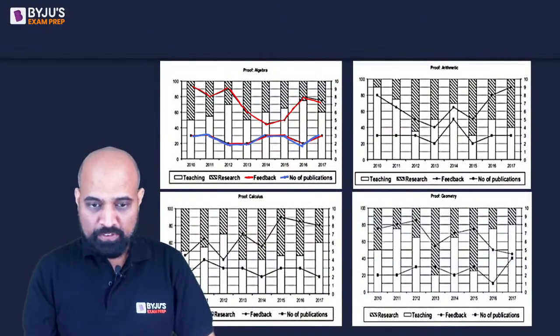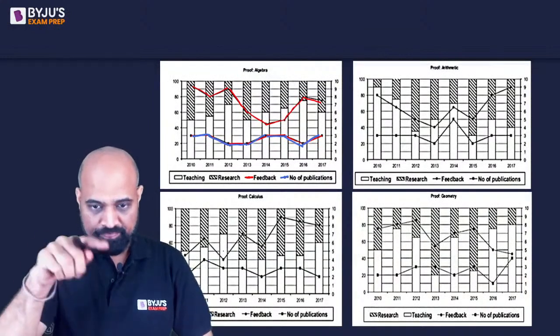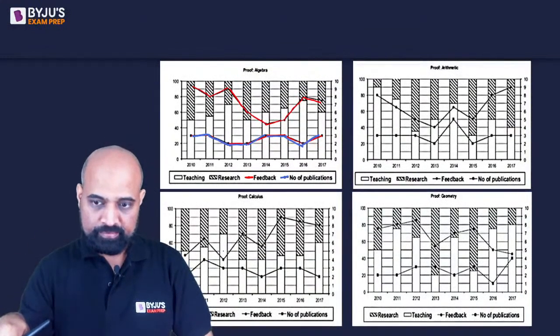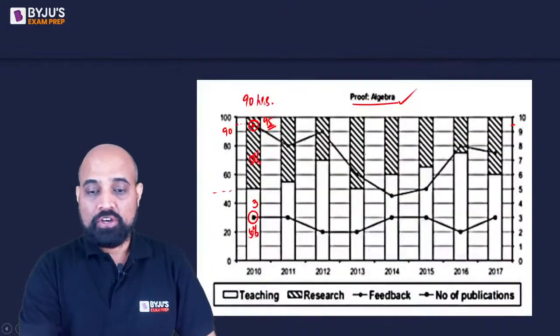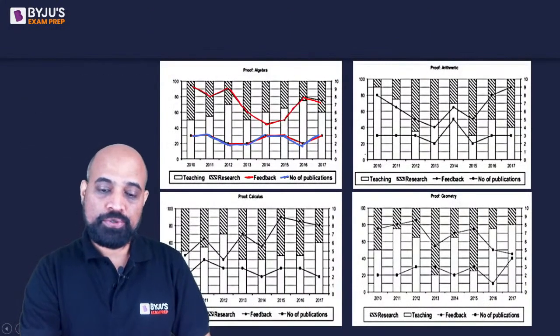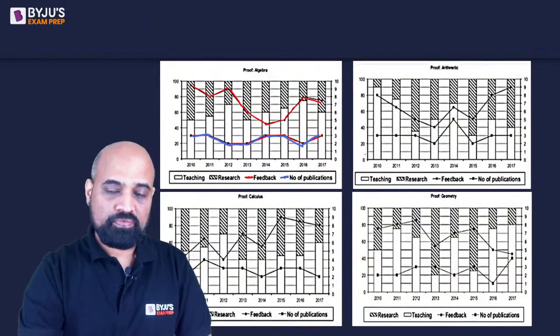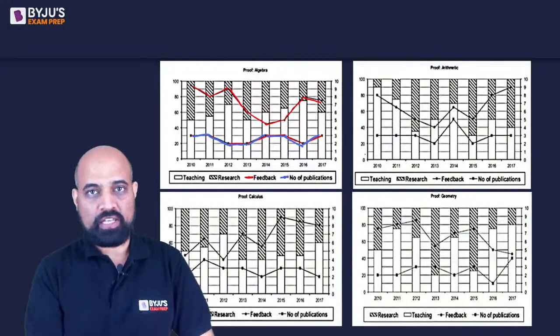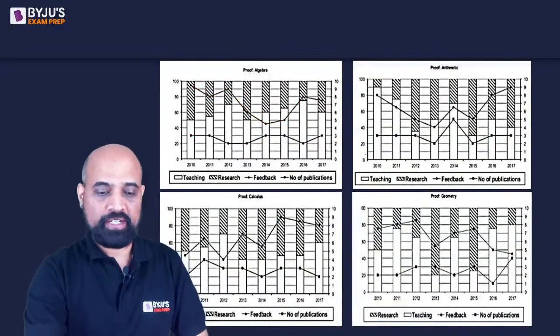Let's verify once. The lower line is never in decimals in any of the 4 line graphs, mixed graphs. Now it says arithmetic professor during 2013 to 2014. Since one of the options says none of the above, we will have to go through each and every case.